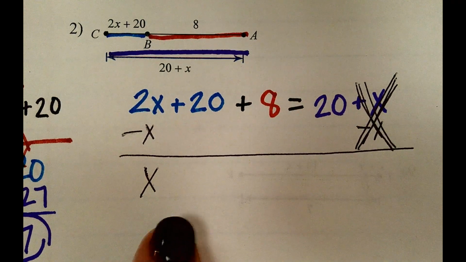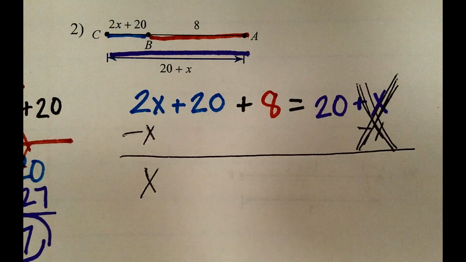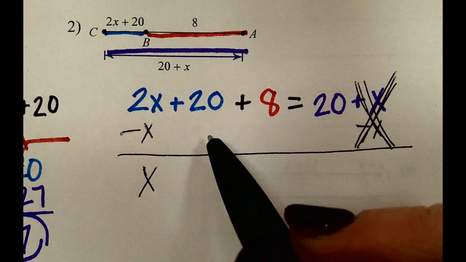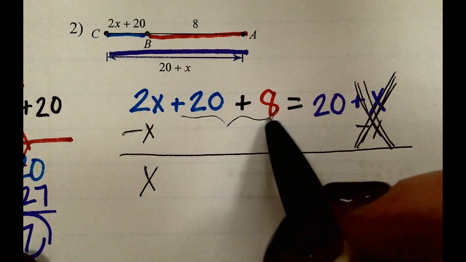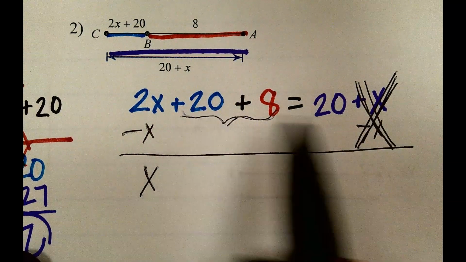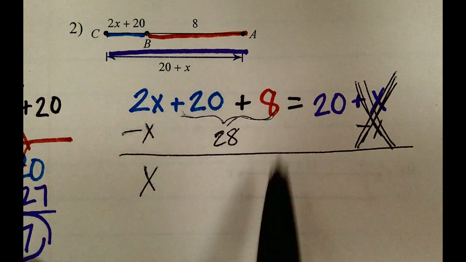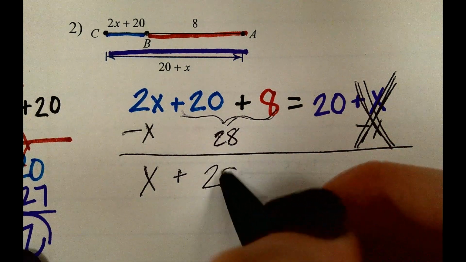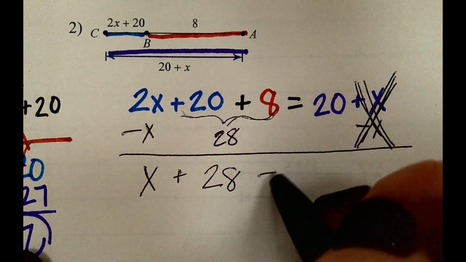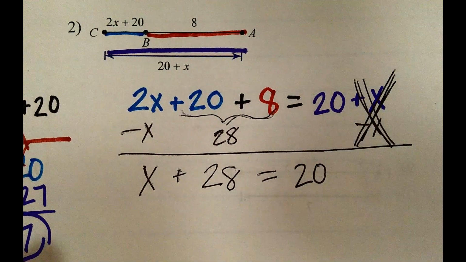Okay. Now, what do I bring down? You would bring down, well, combine 20 plus 8, which equals 28. So plus 28 equals 20. Okay, so at this step, if you would like to combine these, the 20 plus 8, you totally can. That's 28. So I'm going to bring down below the line x plus 28 equals, what's left over here? 20. Just 20. Good.